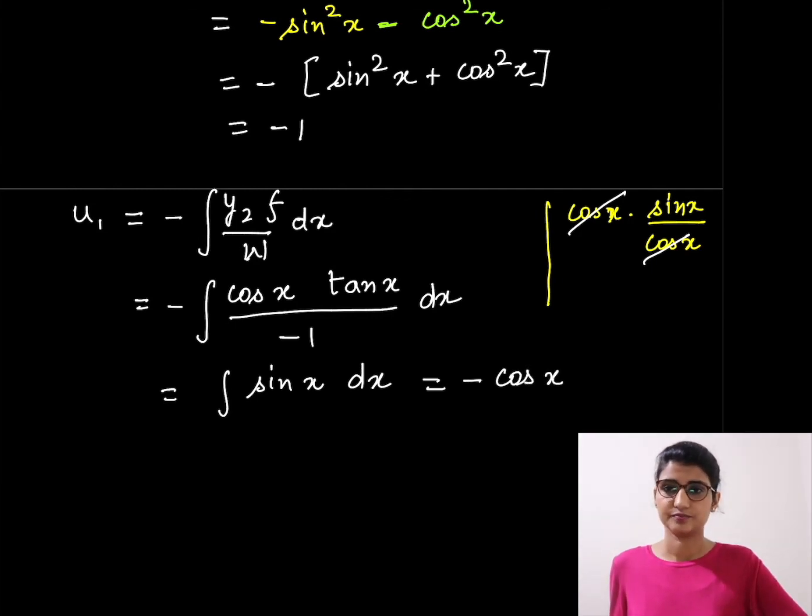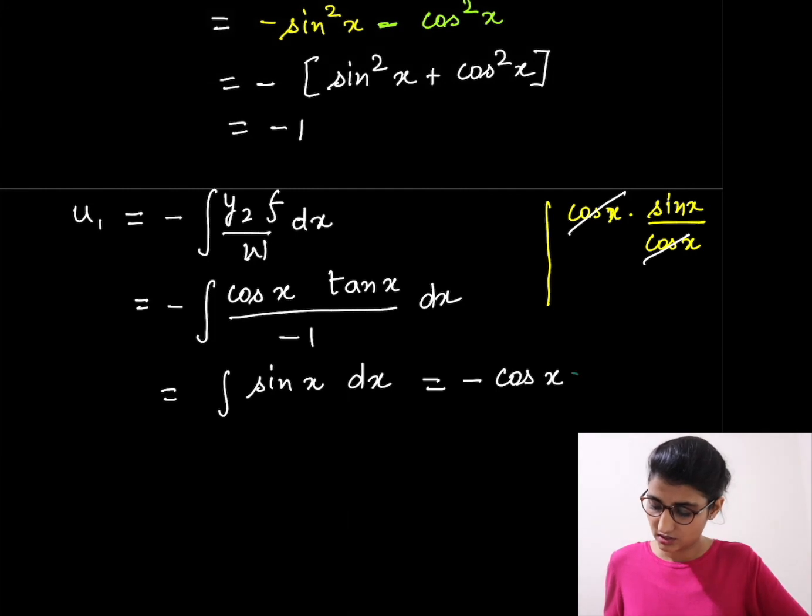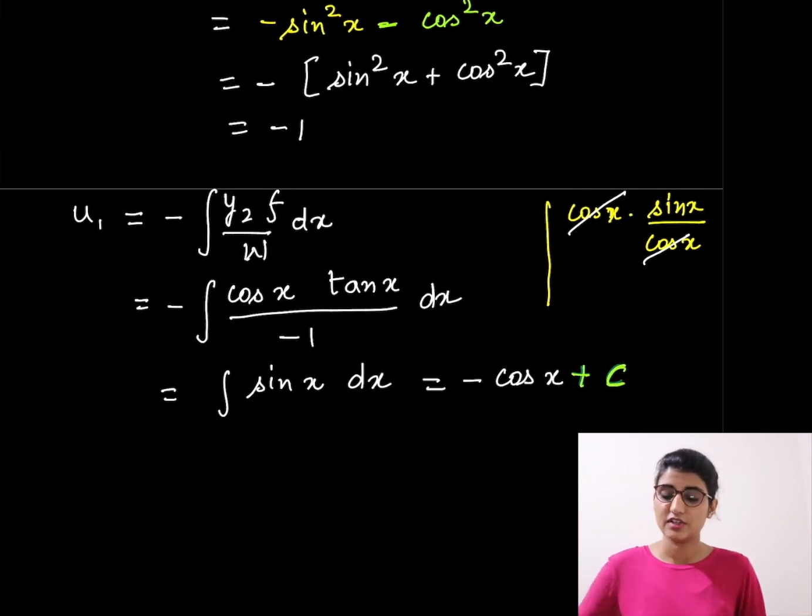Now we are not adding a constant of integration, though this is an indefinite integral. We are putting our constant of integration to be 0 because we are looking for a particular solution. So we can substitute our constant of integration equal to 0. Okay.